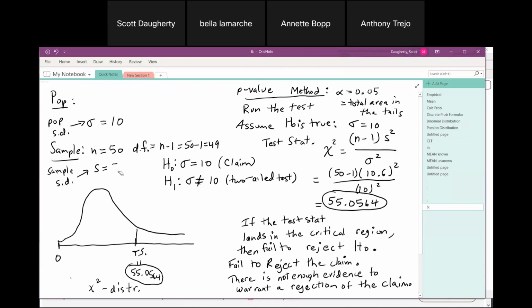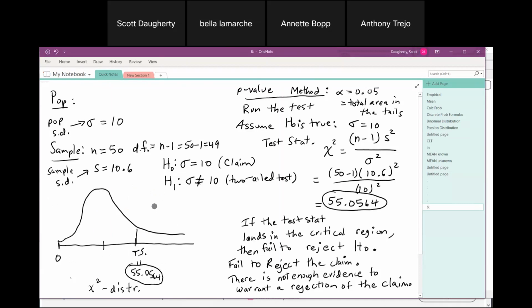And the answer is, it depends on which side of this bell you're landing on. The chi-square distribution you're landing on. Are you landing on it closer to the right or closer to the left? It's the test statistic, right? Where is it landing? Is it landing closer to the right or to the left?